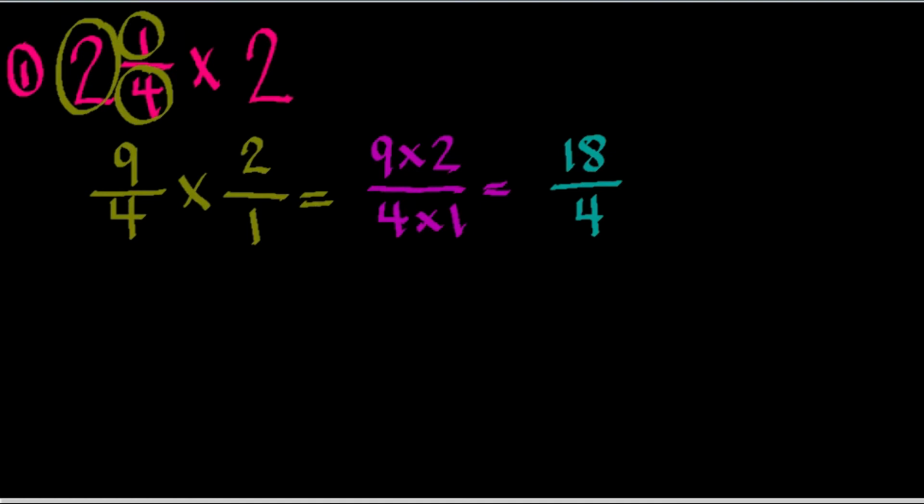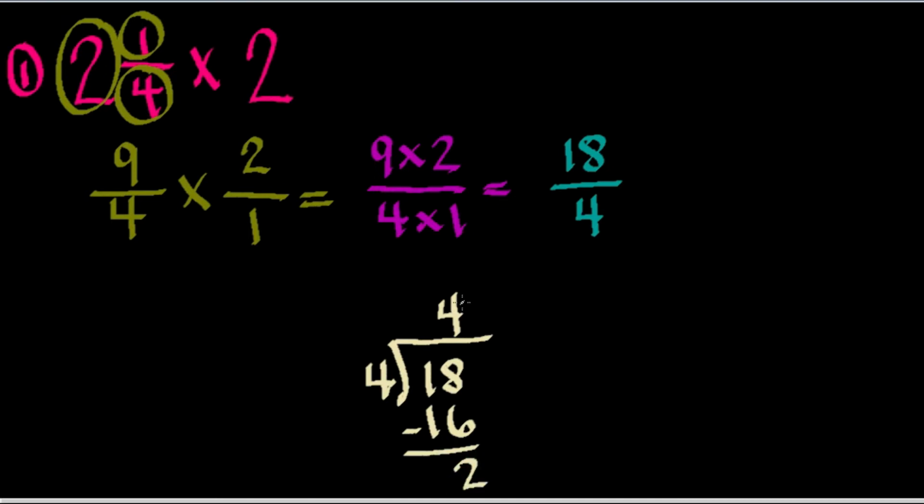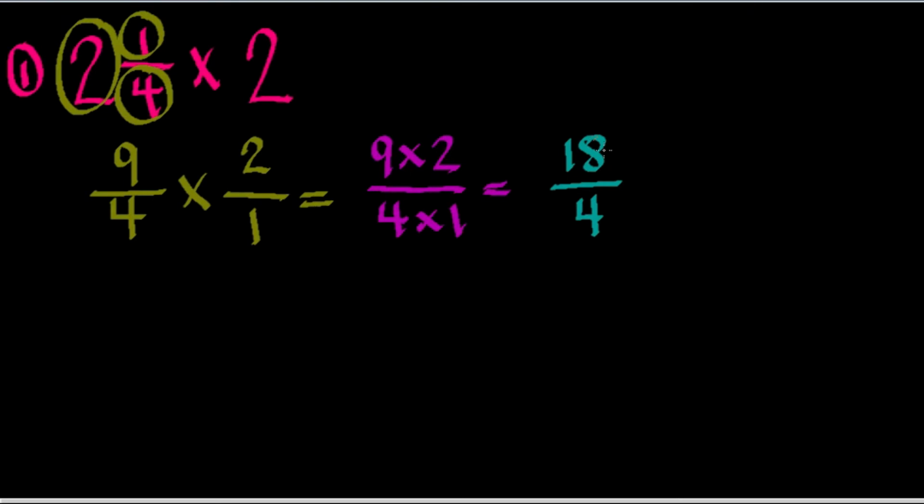Let me fix that. So this will be 18 divided by 4. So 18 divided by 4 is 4. We multiply the quotient by the divisor. 4 times 4 is 16. We subtract. 18 minus 16 equals 2. So with this, we are going to write our mixed number. So we have that our quotient, this number up here, would become our whole number. So our whole number here would be 4.